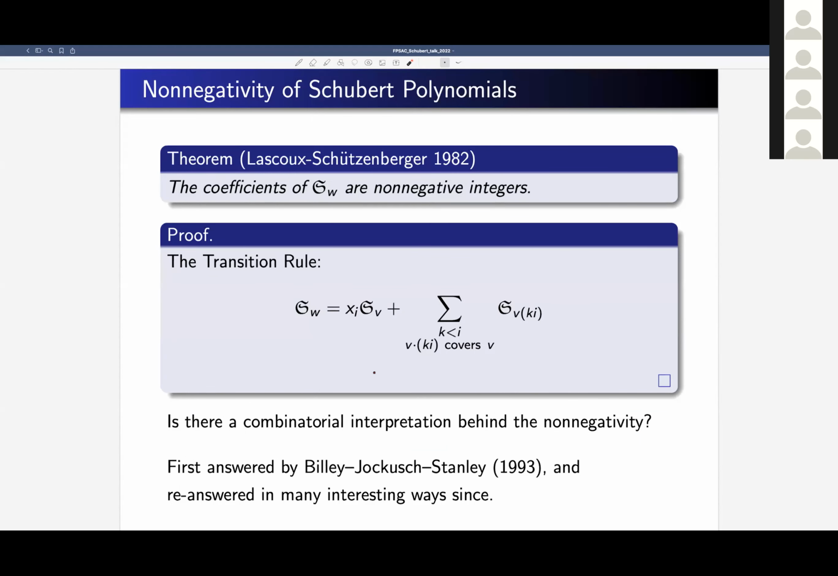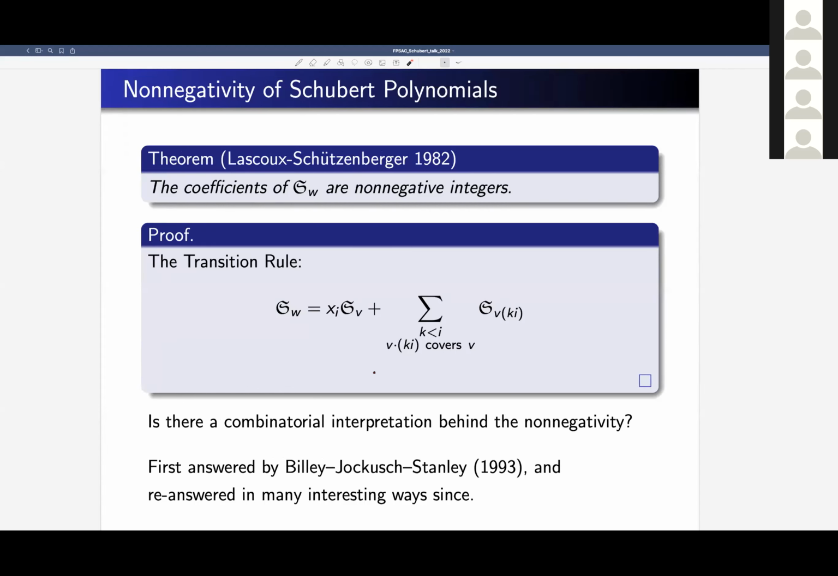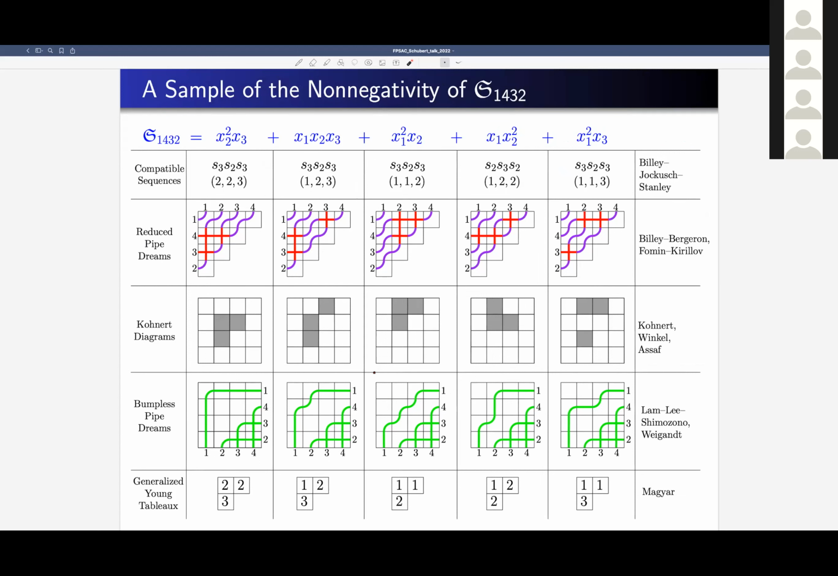Something that Lascoux and Schützenberger immediately noted is that the coefficients were non-negative integers. And so it, of course, begs the combinatorial question of, well, what do they count? And so I want to give you a sample of these combinatorial models that there are now, but there are many others. The first one, due to Billey, Jockusch, and Stanley, was in terms of compatible sequences. The one that we'll use today, also called RC graphs or reduced pipe dreams, is due to Bergeron and Billey, and Fomin and Kirillov.